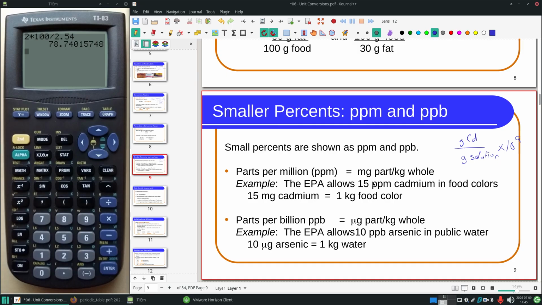Now think of ppm, and oh, I did multiply by 1 million. It says ppm, that should be multiplied by 1 million, not 1 billion. So that should be 10 to the 6th.